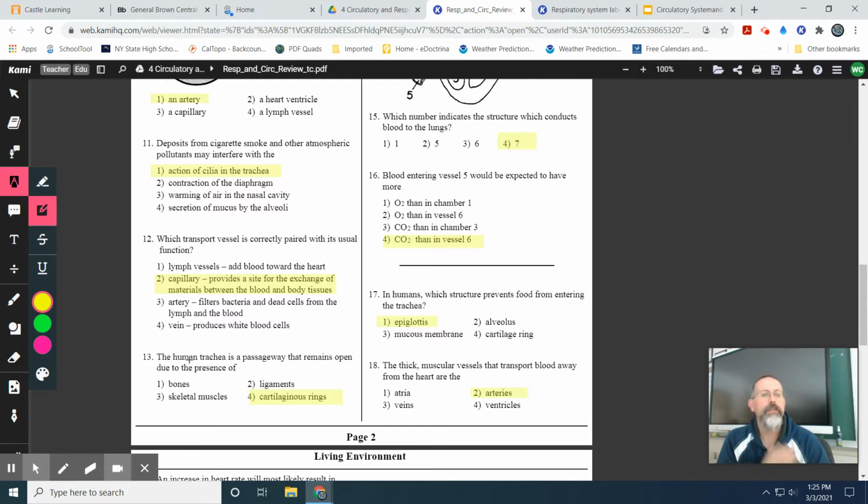The human trachea, your windpipe, is a passage that remains open due to the presence of these cartilaginous rings. Just like your nose has cartilage in it, it's kind of bendable and flexible. Your windpipe has these little donuts all stacked together that make up your trachea, and it keeps it open. It doesn't just flop open and closed when you breathe. That wouldn't be very efficient or good. So, cartilaginous rings.